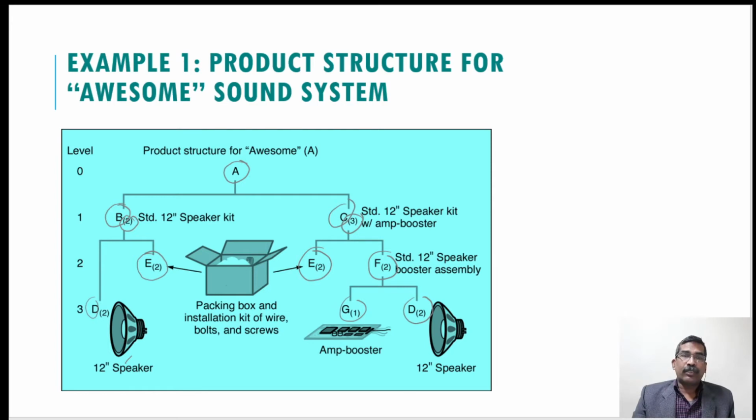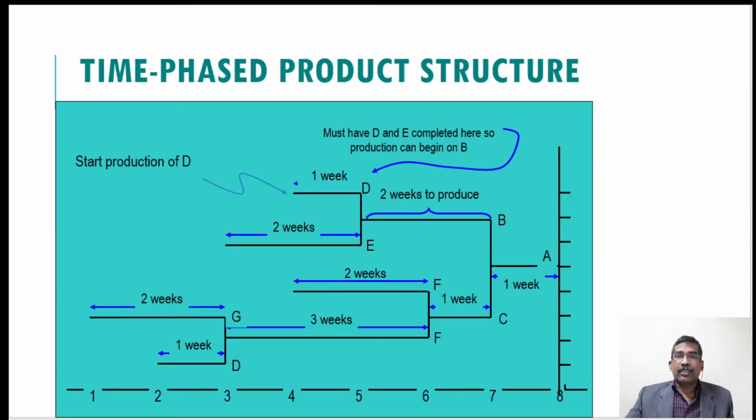So the first component of A is related to the standard 12-inch speaker kit, and the second part is related to the sub-assembly of the standard 12-inch speaker kit with amplifier booster. But in the first assembly there is no amplifier booster. The second part has amplifier boosters also. Now, how do we do the materials requirements planning for these assemblies? You can see here, this is shown on an 8-week assembly system, showing when a particular component is required. Suppose the time given for finishing A is the 8th week or the 8th day.